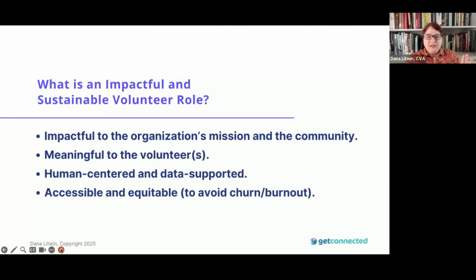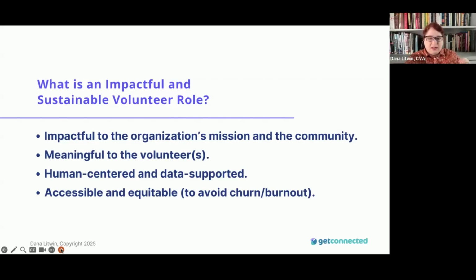But we want to make sure that the impact we're measuring of volunteer activities in different roles, jobs, and tasks is supported by data, and that's part of what the tool will help you with. But also your VMS, like Get Connected, can be aligned with some of these assessments so you can keep track of that in a more automated way, and we'll talk about that a little later.